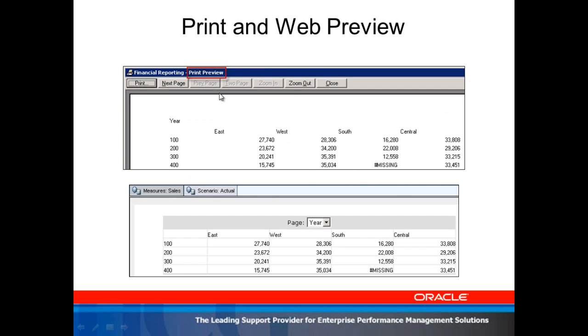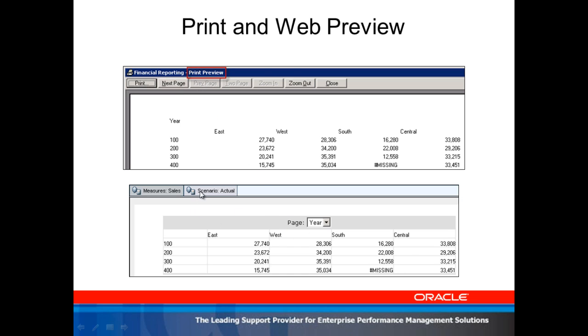And then once I print preview it in either a standard print preview or an HTML print preview, you see that I have east, west, south, and central, not formatted too well right now, and I've got 100, 200, 300, 400 in my rows, and I'm looking at the year page right now. This does not show me the point of view in the standard print preview, whereas in the HTML print preview, it allows me to switch pages, which the standard print preview does with next page and previous page buttons.